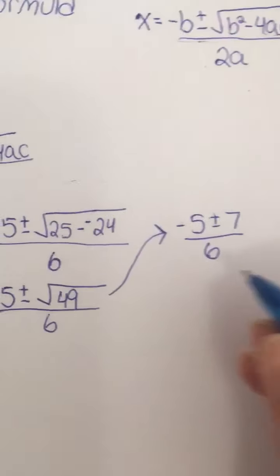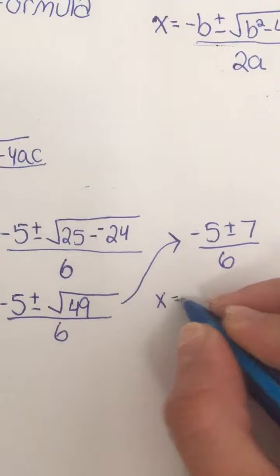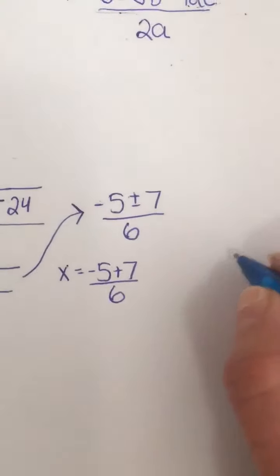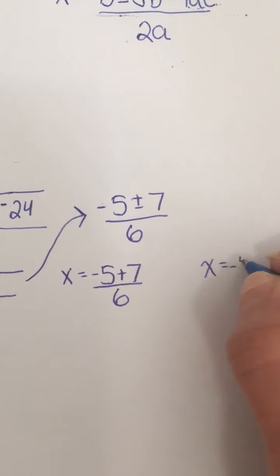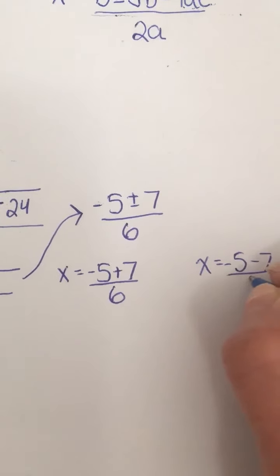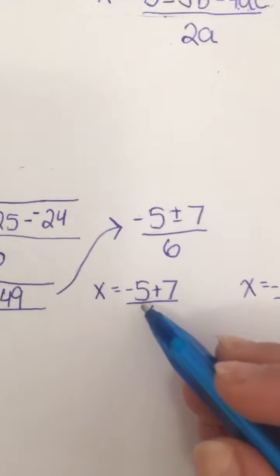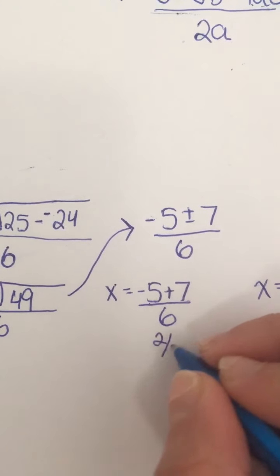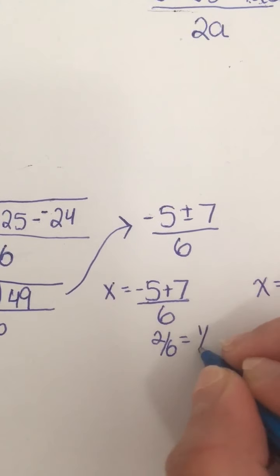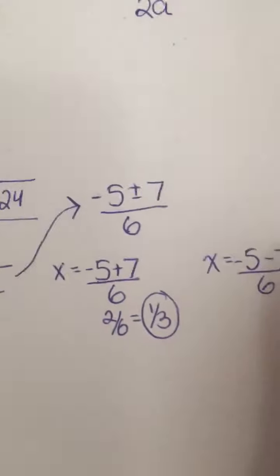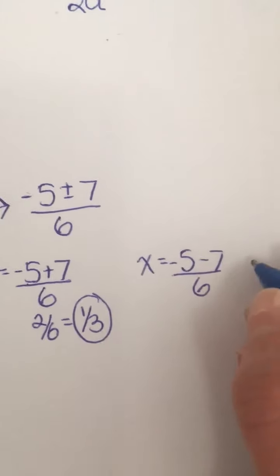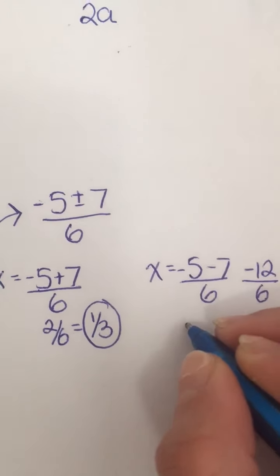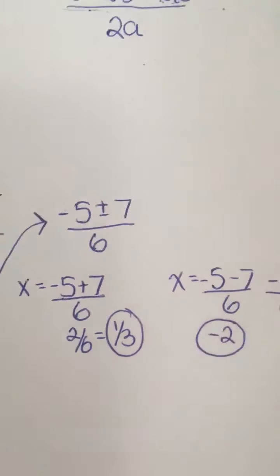So for your answers for x, you'll have two of them. The first one will be negative 5 plus 7 over 6, and the second one will be negative 5 minus 7 over 6. And then we'll just simplify. Negative 5 plus 7 would be 2, so this is 2 over 6, which simplifies to 1/3. And then negative 5 minus 7 would be negative 12 divided by 6, which is negative 2. So those would be your two answers.